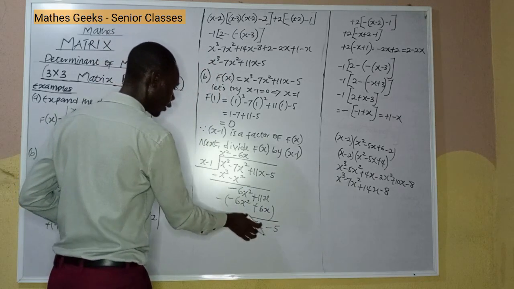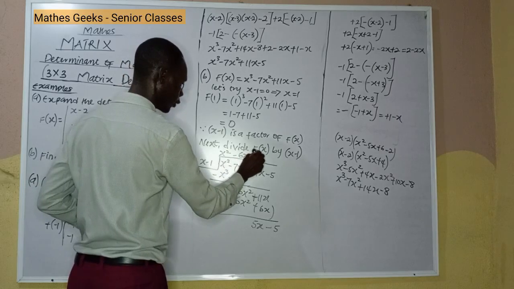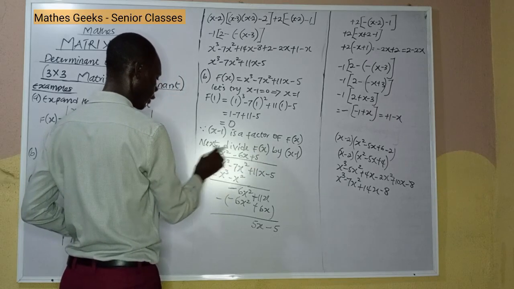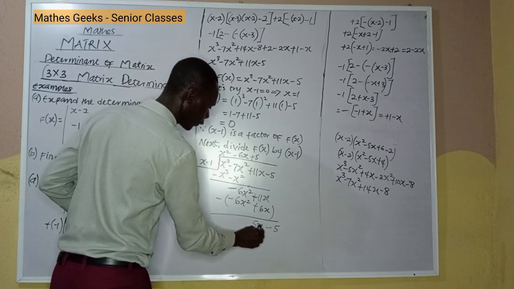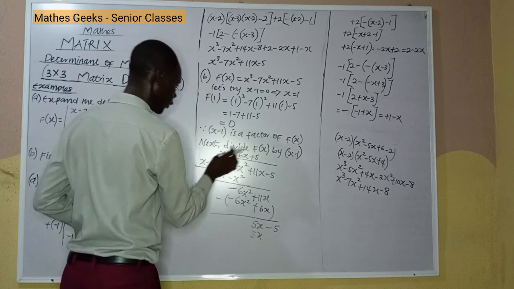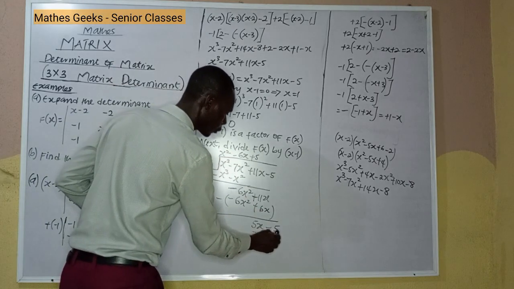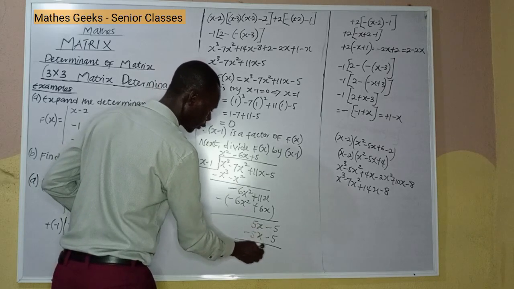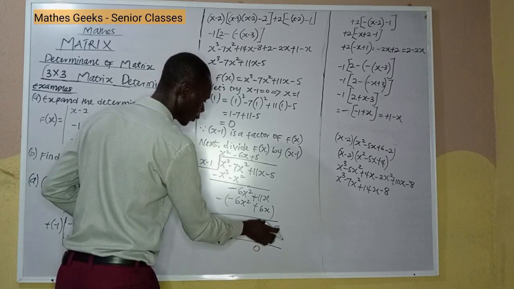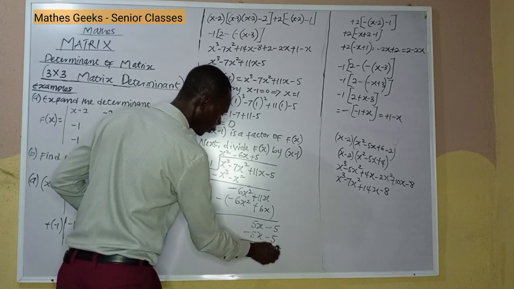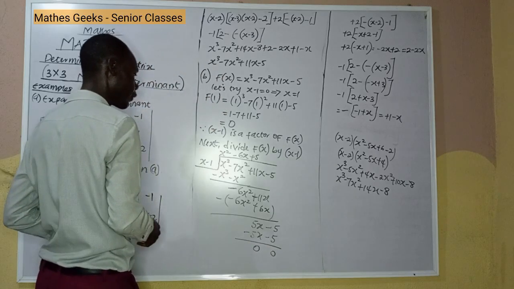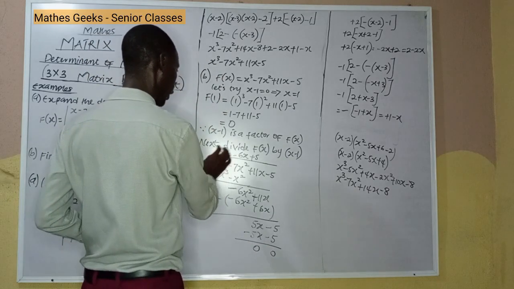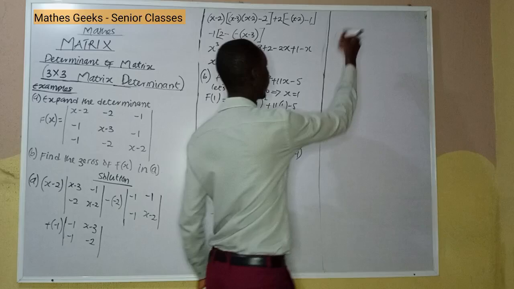So 5x divided by x will give us plus 5. Plus 5 times x is 5x. Plus 5 times minus 1 is minus 5. We will subtract. 5x minus 5x is 0. Minus minus is plus. Minus 5 plus 5 is also 0. So our other factor is x squared minus 6x plus 5.